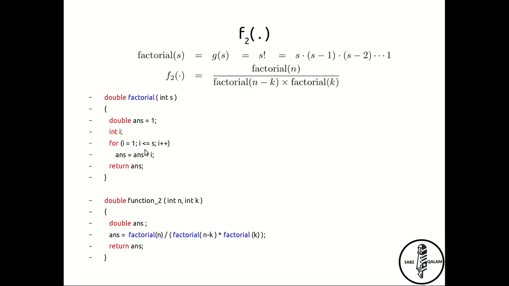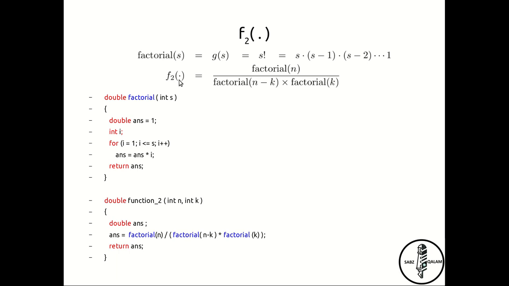So in the first loop, i is 1, answer is 1, so 1 times 1 is 1. In the second loop, i is 2, so 1 times 2 becomes 2. In the third loop, i becomes 3. So 2 times 3 becomes 6, and it grows accordingly.